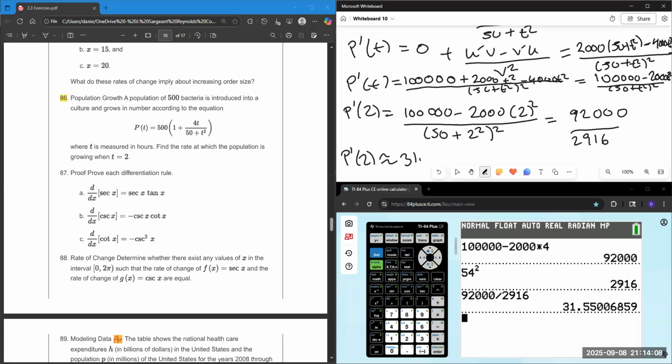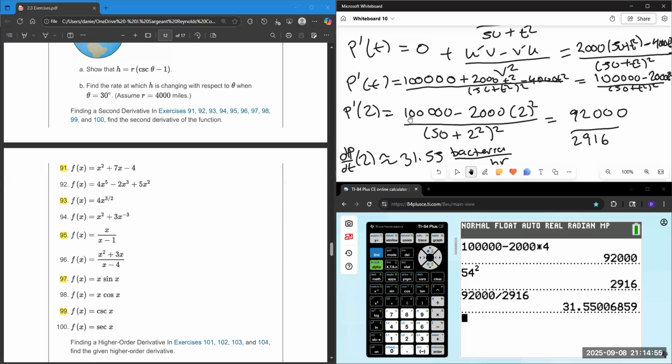So this is 31 and 55 hundredths bacteria per hour, given the units of each variable there. The P is a population of bacteria, and time is measured in hours. So this P prime is dP/dt, if that helps you see units of population, bacteria, over units of time, hours. 86 is what we just did. Let's move on to number 91.